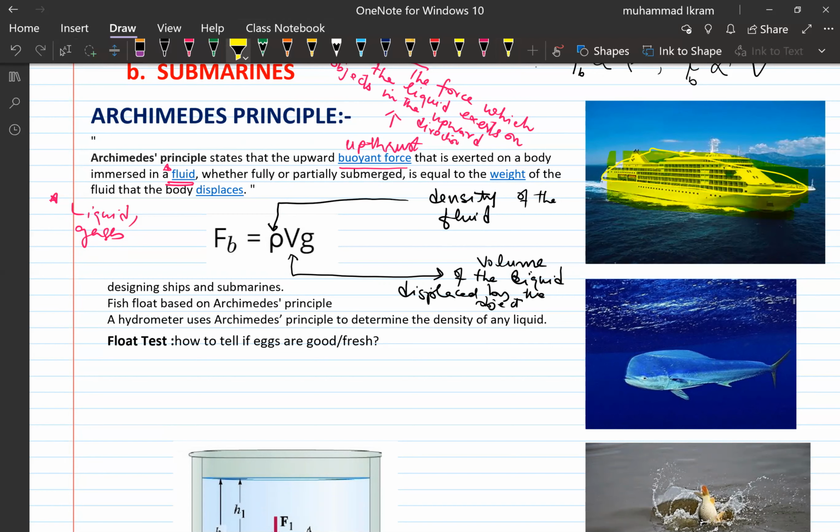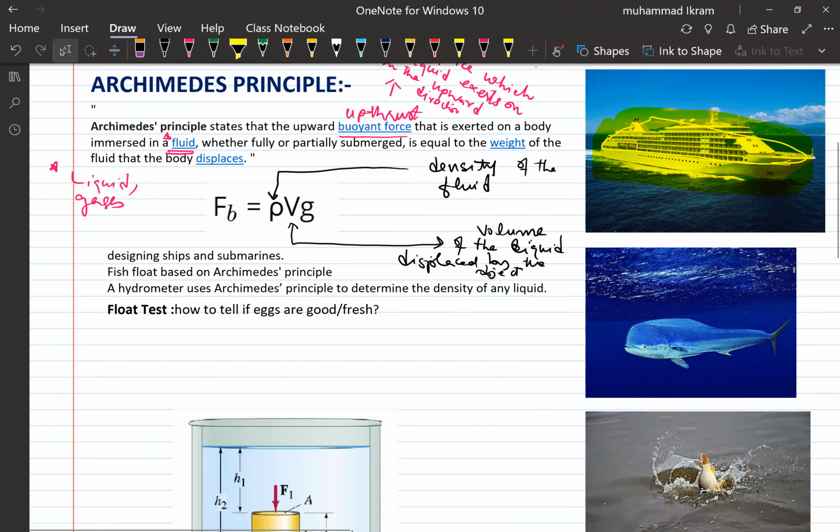The volume of the ship is made so large that the buoyant force acting on it is greater than the weight of the ship, and as a result the ship floats on the surface of the water. So that is the volume effect, how the volume causes the buoyant force to increase. Similarly, look at the density factor.